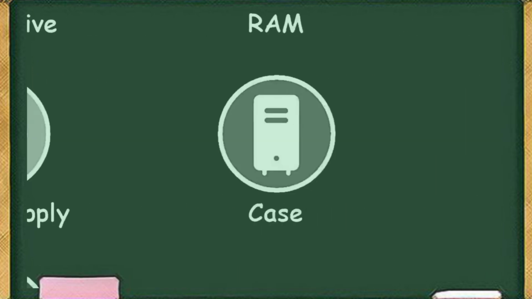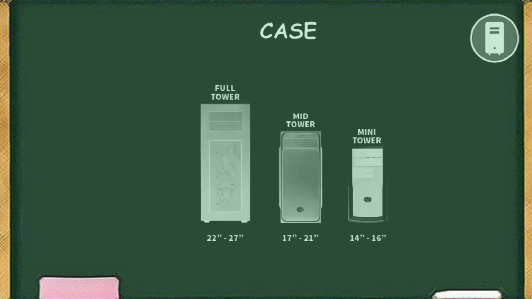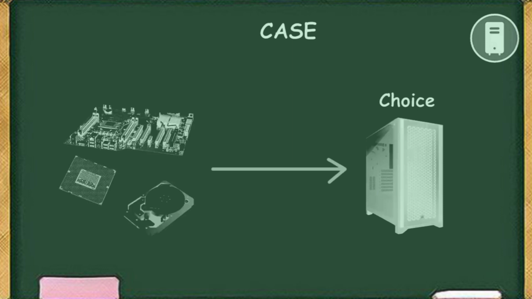Case. A case is simply a box of plastic where every part goes. The most popular formats are mini tower, mid tower, and full tower, depending on the size. The choice of case should come after having decided the sizes of the other components to make sure that everything fits in it.